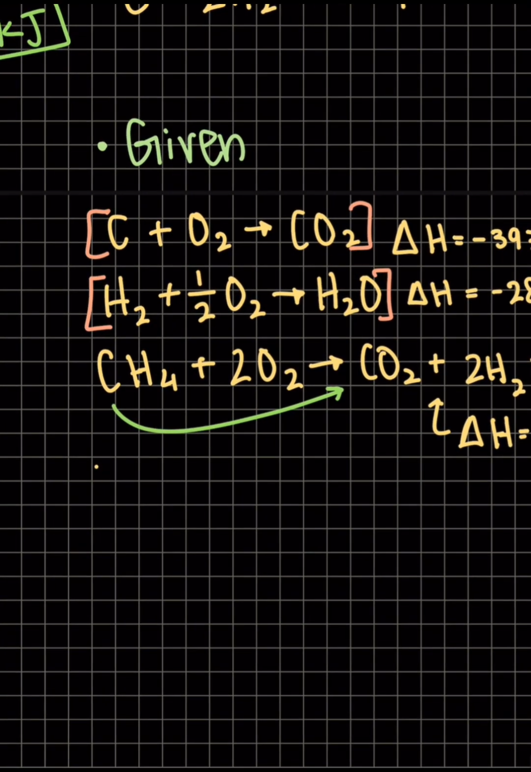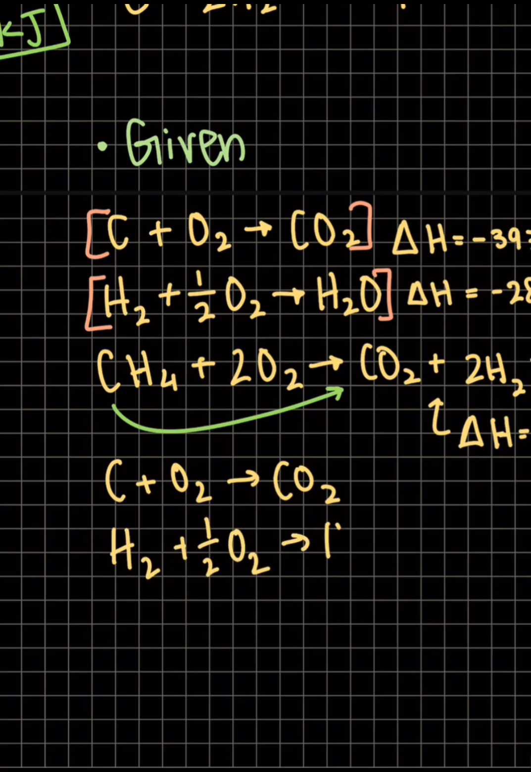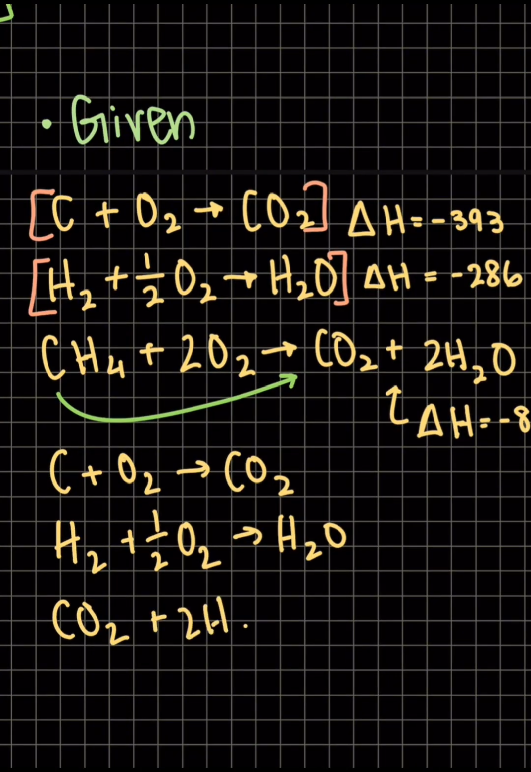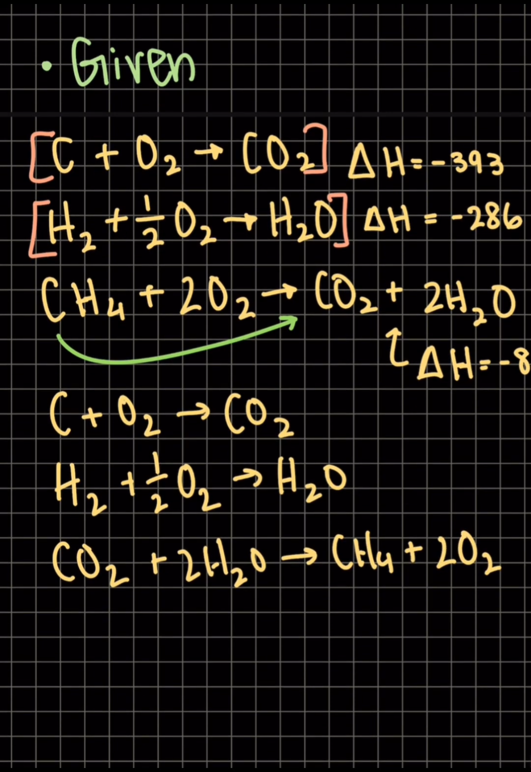Now let's rewrite everything, but flip that last equation so we can see where we are exactly. Yields H2O. And then I'm going to flip that last one. So CO2 plus 2H2O yields CH4 plus 2O2. Now let me look at what I can cancel. I can cancel the CO2 with this CO2.